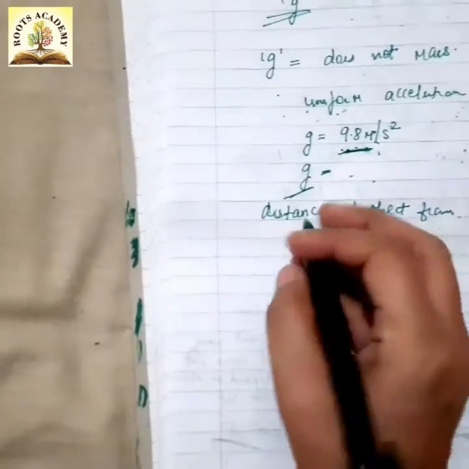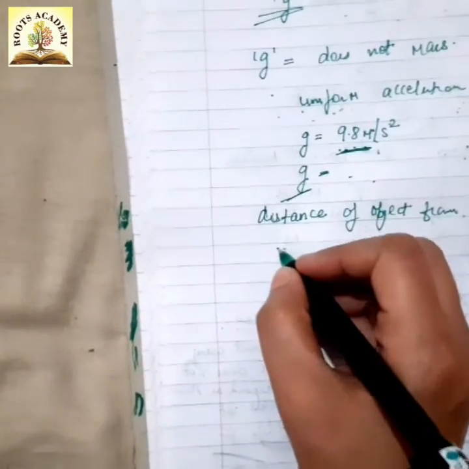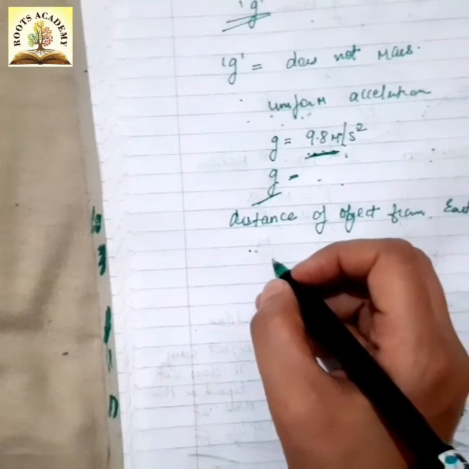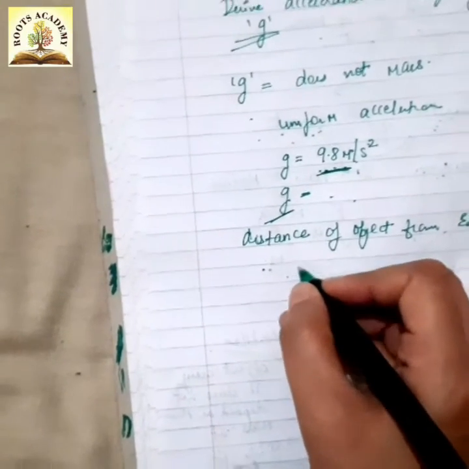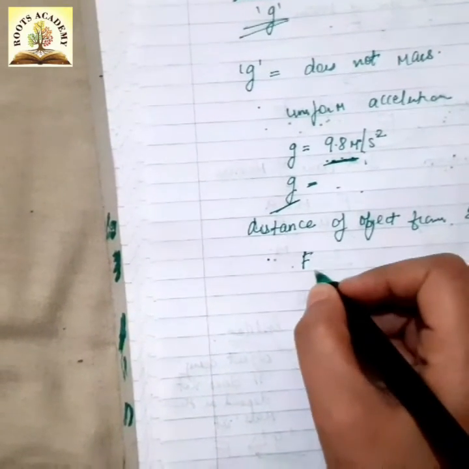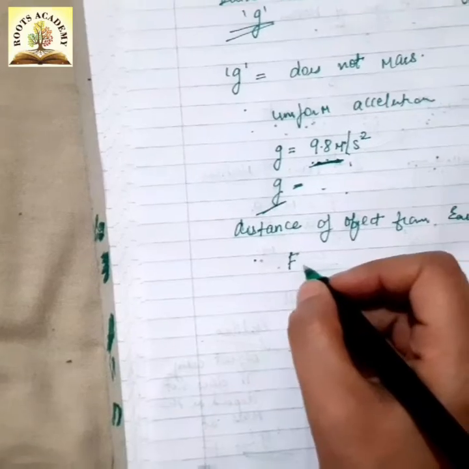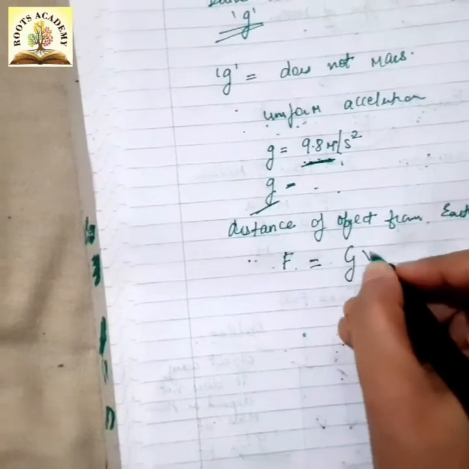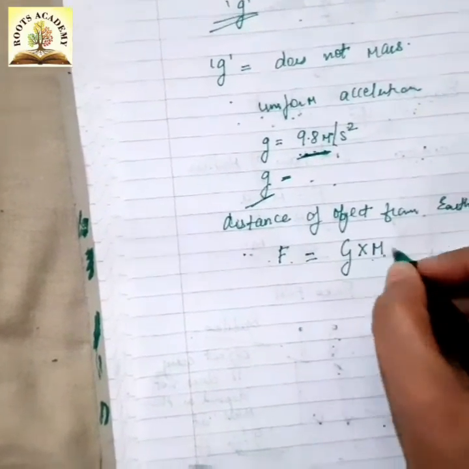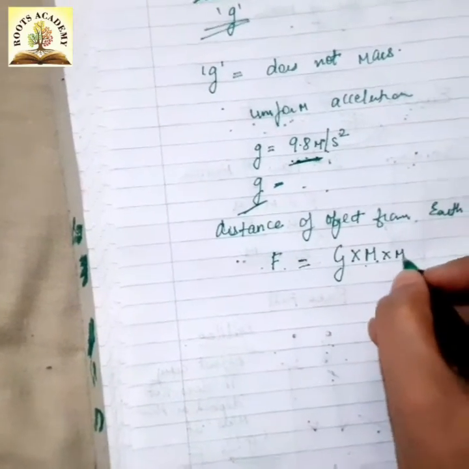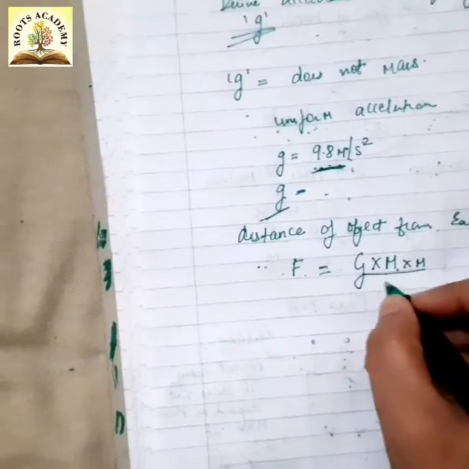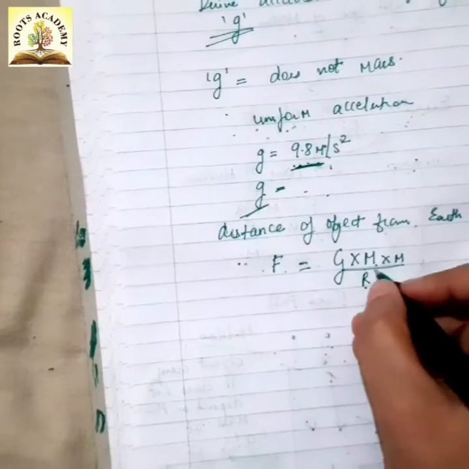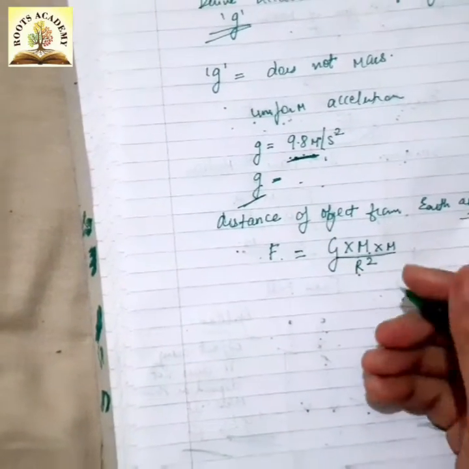What is the formula for universal gravitational force that we learned in our previous session? F equals G, M is the mass of the earth, small m is the mass of the object, and R is the distance between the object and the earth, R squared. That was the formula of universal gravitation.